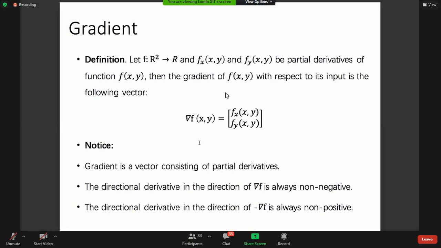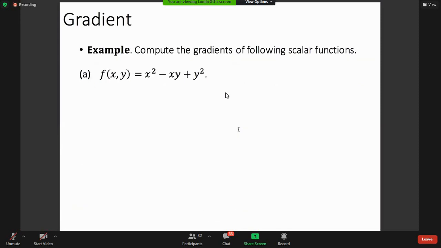So now let's move on to the definition of gradients. If f is a function of x and y, I mean two variables, the definition of the gradient should be like that. The top one should be partial f, partial x, and the bottom one should be partial f, partial y. Now, let's move on to the exercise.